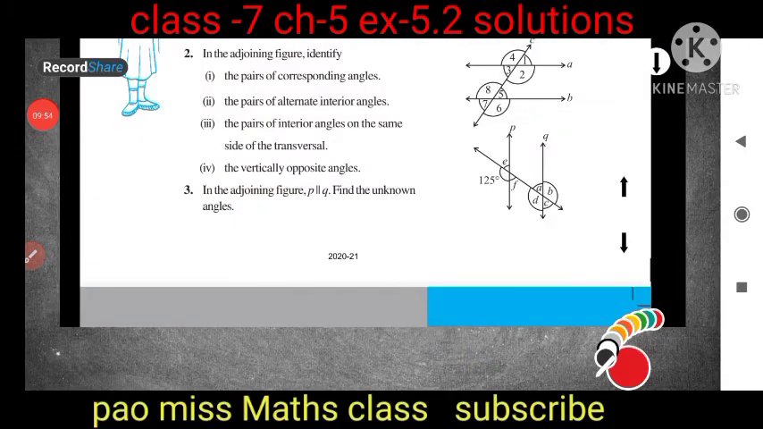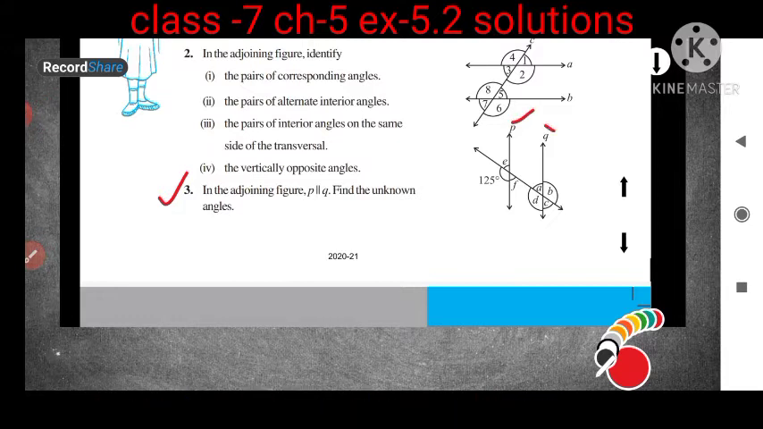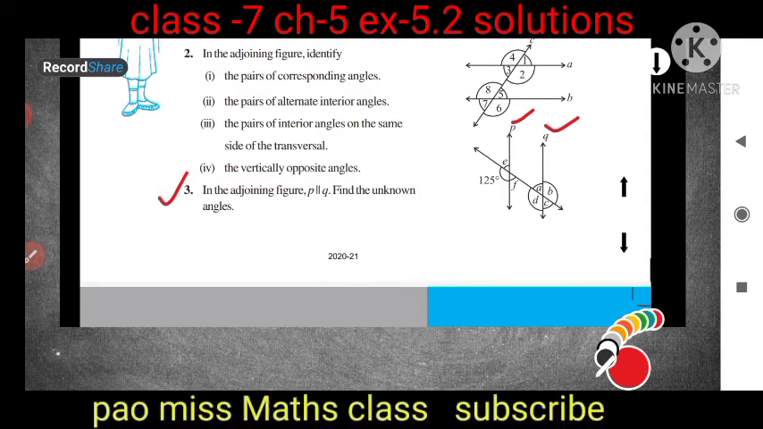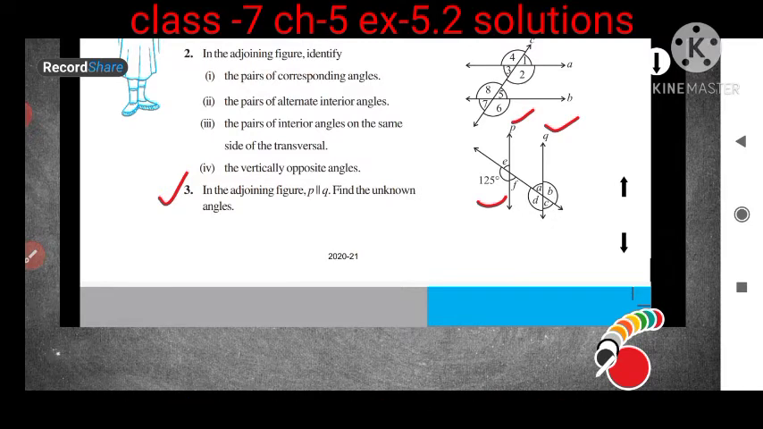Now question number 3. In the adjoining figure, P is parallel to Q. These two lines are what? Parallel lines. Find the unknown angles. You have to find all the unknown angles. Here only one angle is given. How much? 125 degrees, isn't it? And you have to find all the unknown angles.